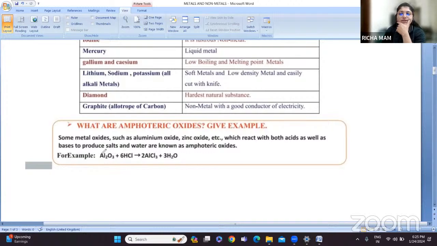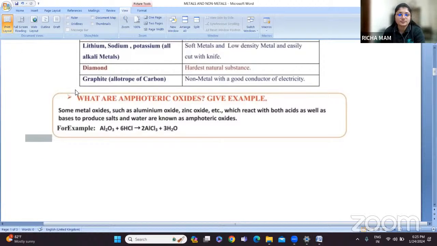Some metal oxides, such as aluminium oxide and zinc oxide, when they react with both acids as well as bases, produce salts and water, and they are known as amphoteric oxides. These are the examples.